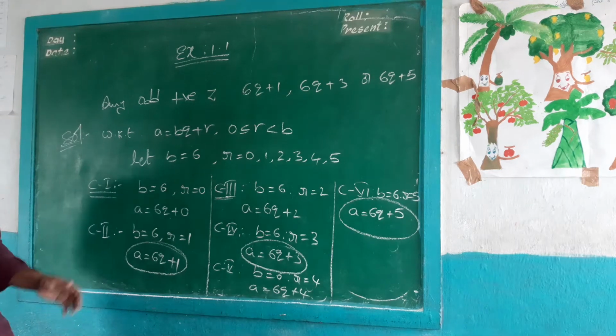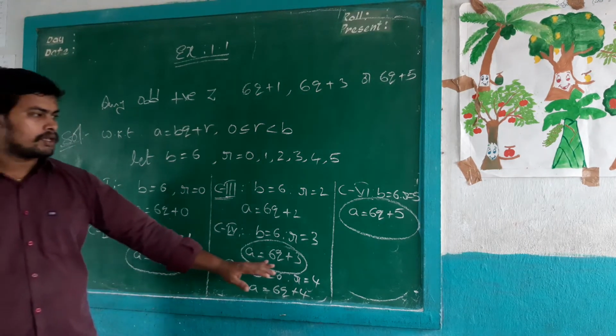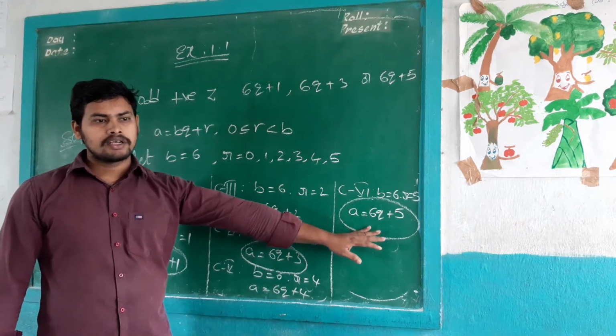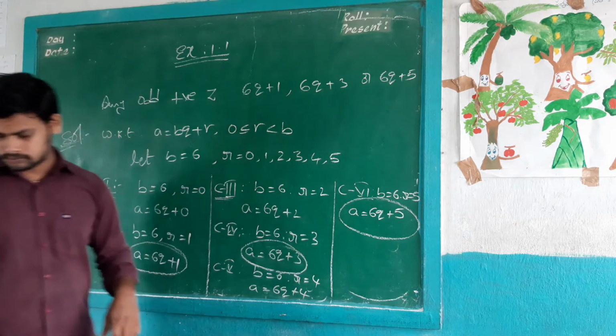Any positive odd number is in the form of 6q plus 1, 6q plus 3, or 6q plus 5. Okay. Next.